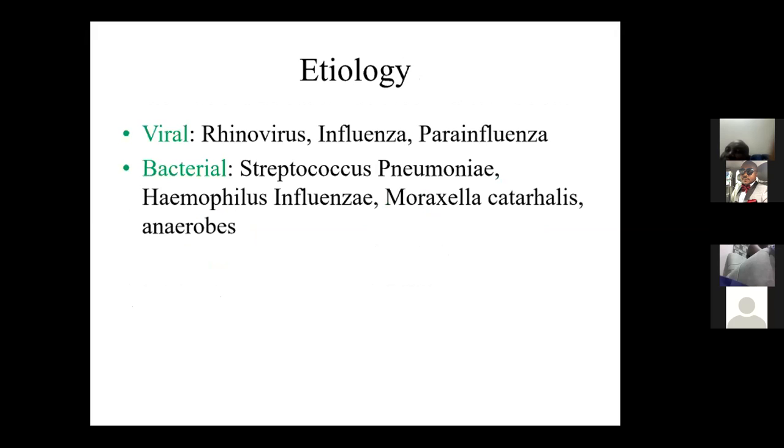Now, what is the etiology? Commonly, the etiological causes are either viral or bacterial. Then we have the rhinovirus, influenza virus, and parainfluenza virus. These are the most common viral agents that are implicated. Then for the bacterial, we have Streptococcus pneumoniae, Moraxella catarrhalis, Haemophilus influenzae, and also the anaerobes. Then for patients who are immunocompromised, fungal infections can come in.